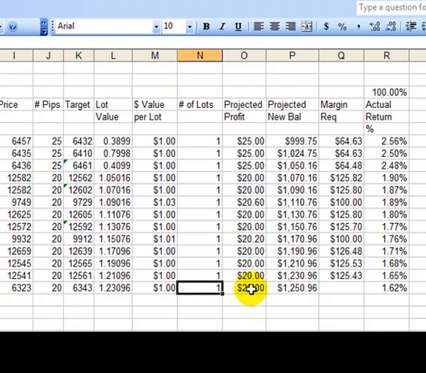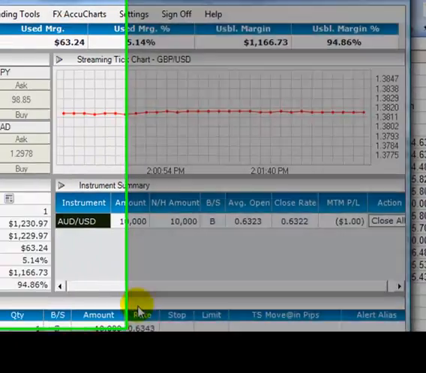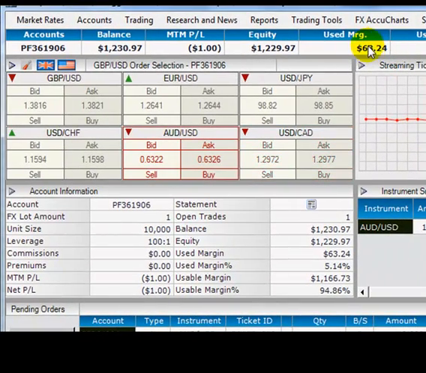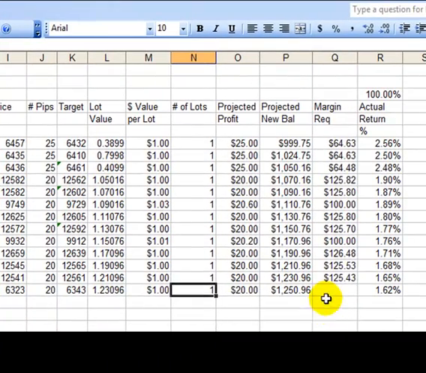We're going to make $20 on that trade, which will bring us a new balance here of 1,250.96, which will give us a return of approximately 1.62% on this trade if it works out. Right, the margin required on that trade. We go here. There's the margin there at $63.24. Okay, so that's how much it cost me. It's quite a cheap currency to trade, as you can see, compared to some of the others here. Alright, let's go back to our charts.